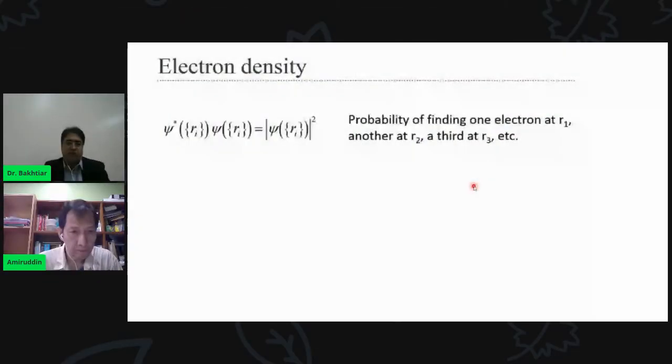So to prove the Hohenberg-Kohn theorem, before that, we will talk about the electron density. We will learn about the electron density.